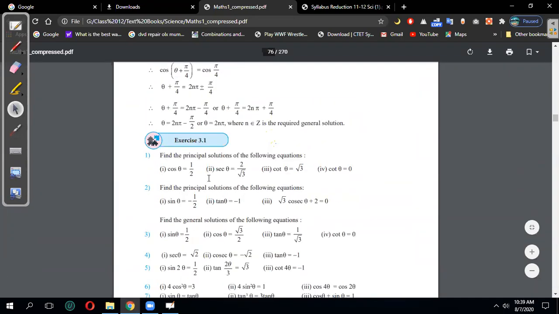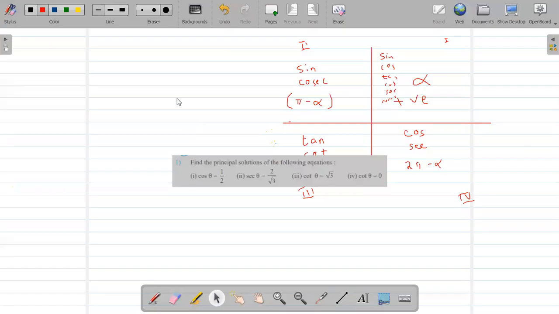Here it is. Okay, as it says, find the principal solution. Please, the person whose background noise I can hear is Amar Ansari. Your mic is on. Please turn it off.